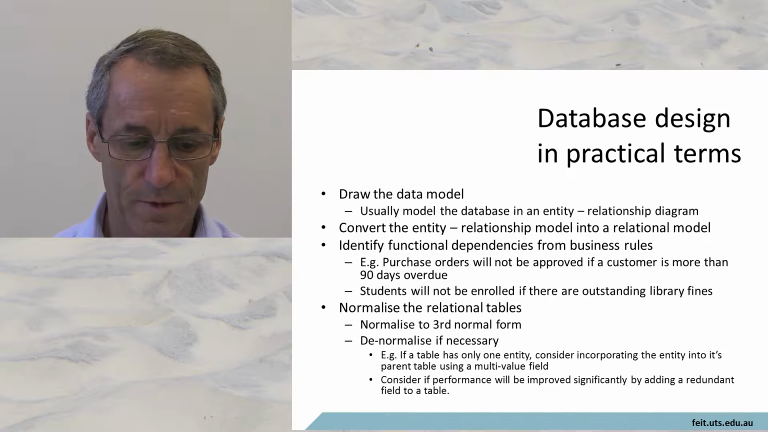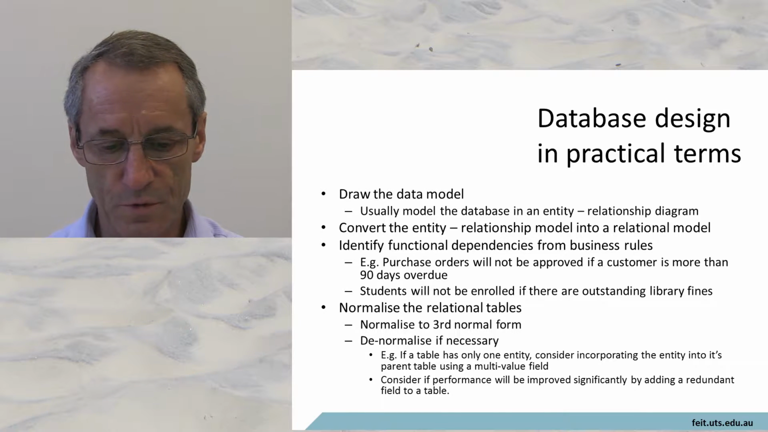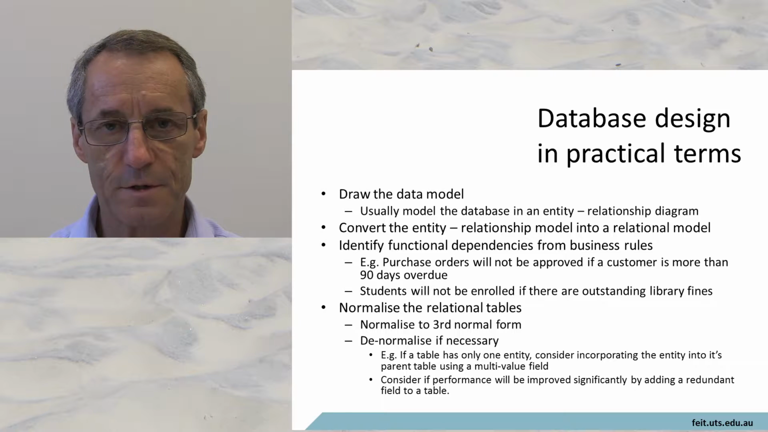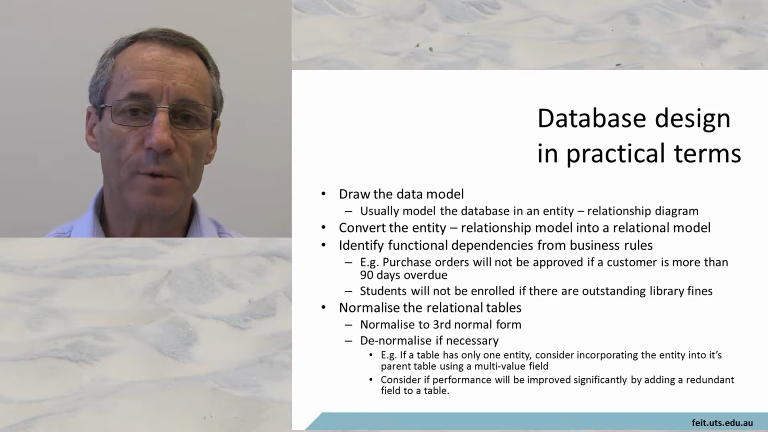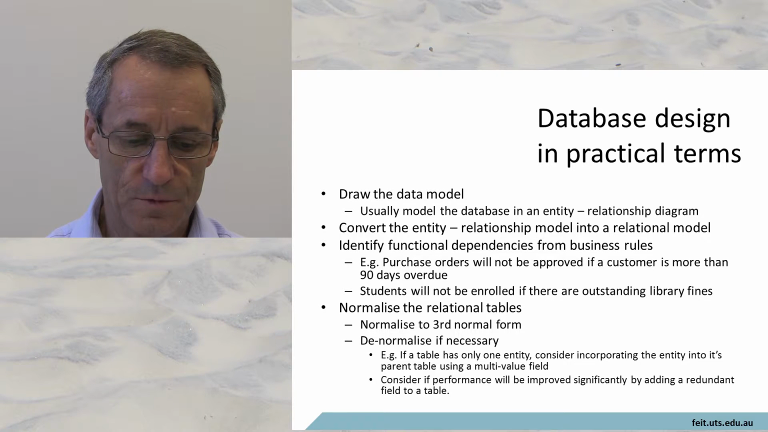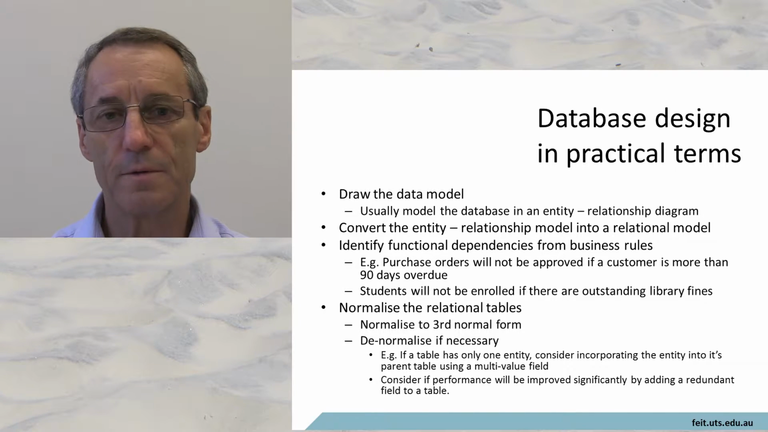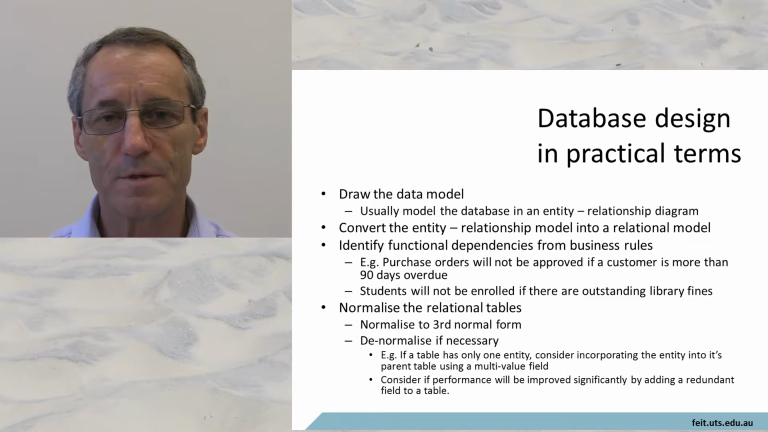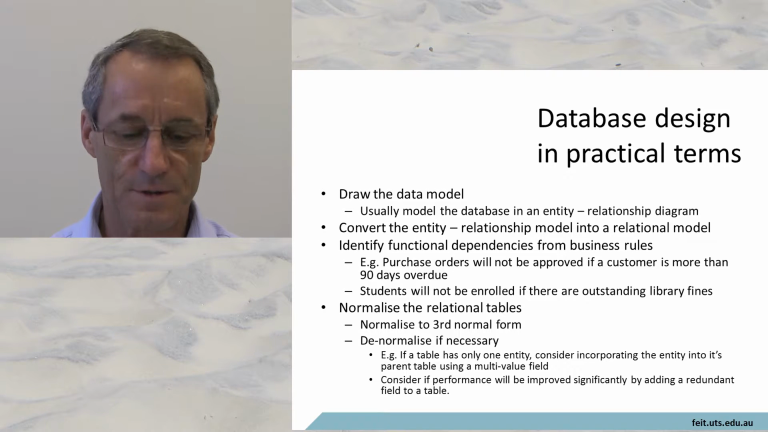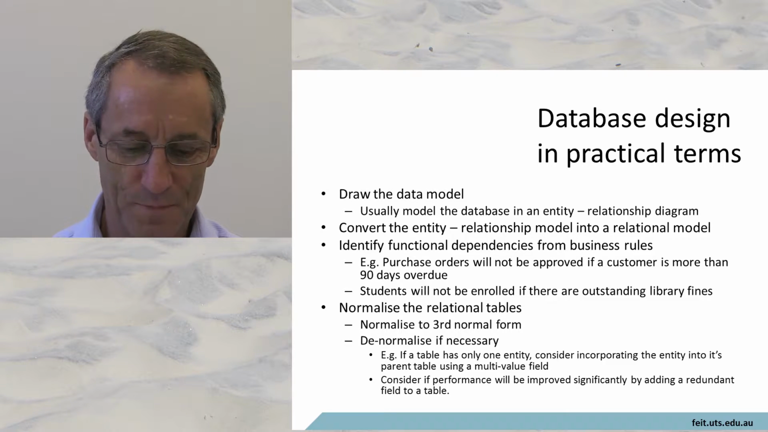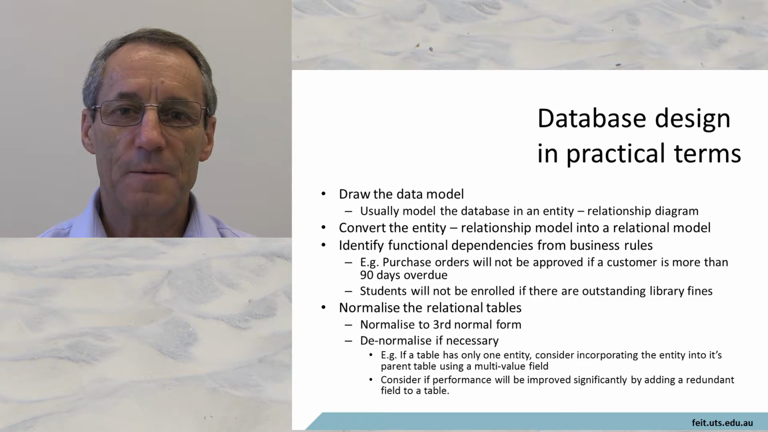For example, I've got an example there where purchase orders will not be approved if customers are more than 90 days overdue. Okay, so you might have some of those. Normalize the relational tables. I won't try and describe that whole process. It isn't a standard part of database design, so by all means go look it up. It's not a particularly complicated process.